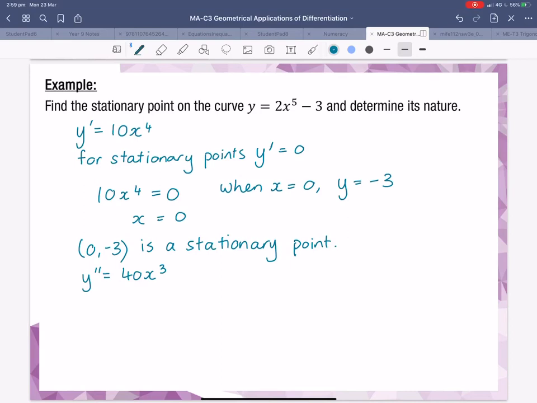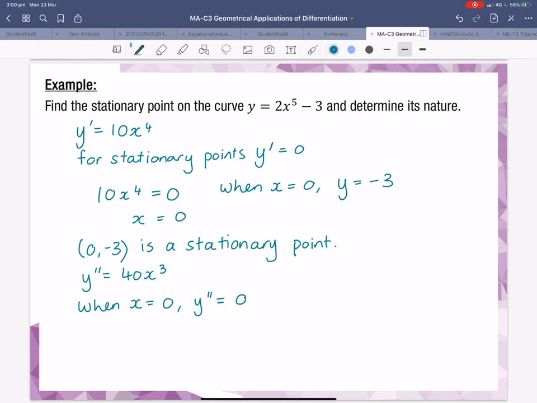So when x equals 0, y double dash equals 0. So what we're looking at is a potential point of inflection. But that's not enough. With points of inflection, we also need to check that concavity changes.